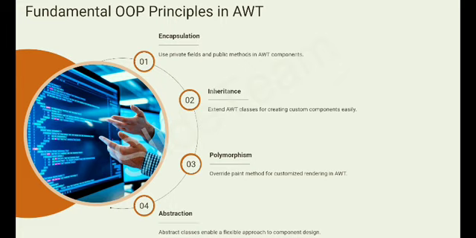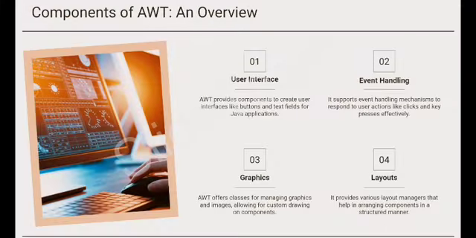Abstraction. Through abstract classes, AWT delivers a flexible approach to designing interactive components, allowing for extensibility and adaptability across evolving project needs. Components of AWT. AWT provides a comprehensive suite of elements and functionalities for building graphical applications. User interface components. These include buttons, labels, and text fields, forming the backbone of Java visual interfaces.